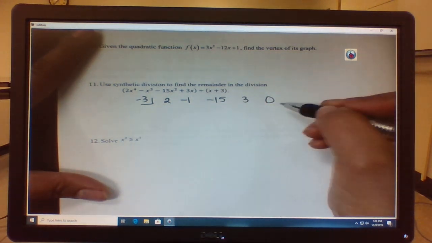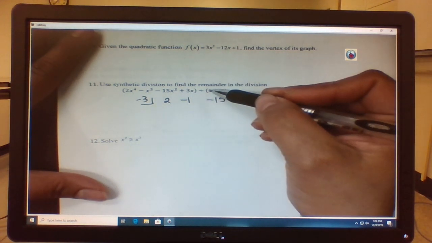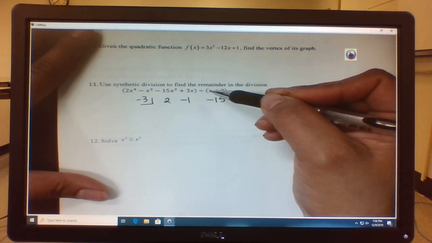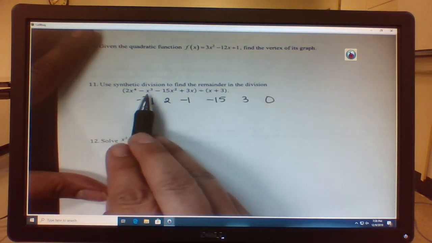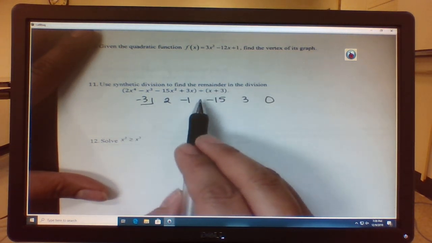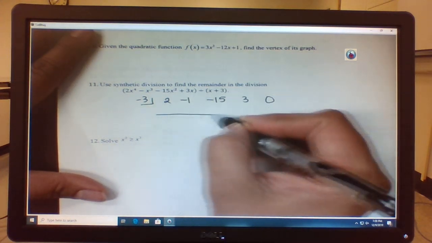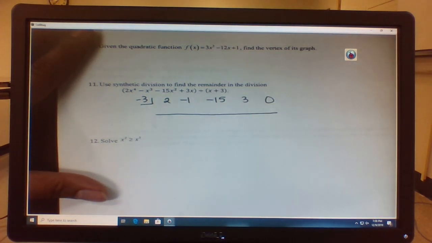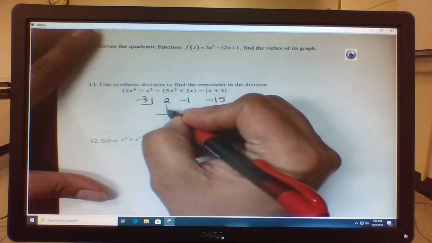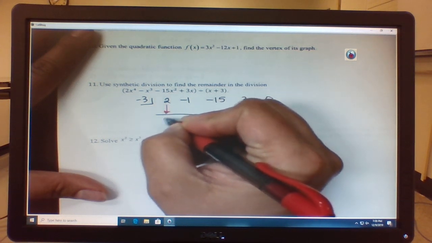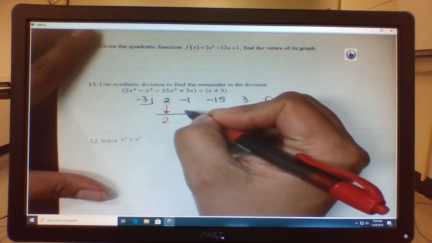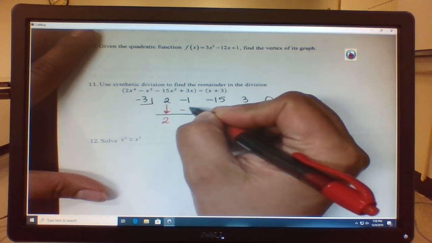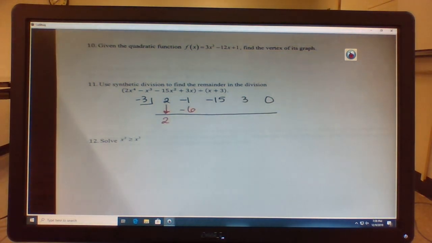Why are we putting a 0? Because there's no constant. So don't forget about that. Or if there's an x cubed missing, then you would put a 0 right there. What are the steps for this? Carry the 2 down and multiply with negative 3 times 2, and it's 6. And then you do the math. So what's the math?